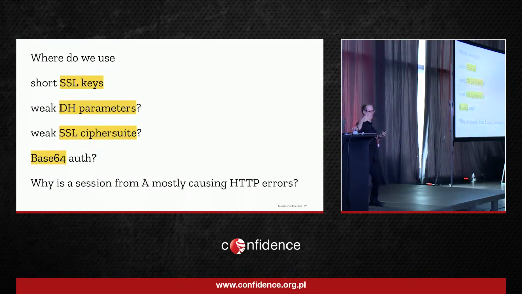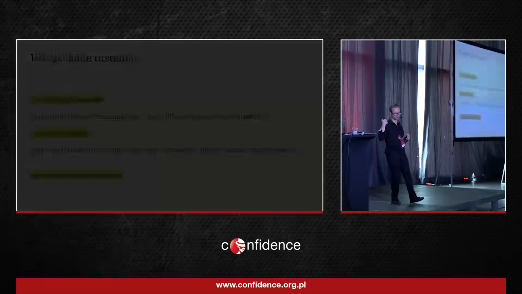And I could go on and on. I have a bunch of things that we check on the network layer. We are paranoid about the cipher suites, parameters, SSL keys. I don't want any base 64 authentication. Those are all the things that we check on the network layer as well.